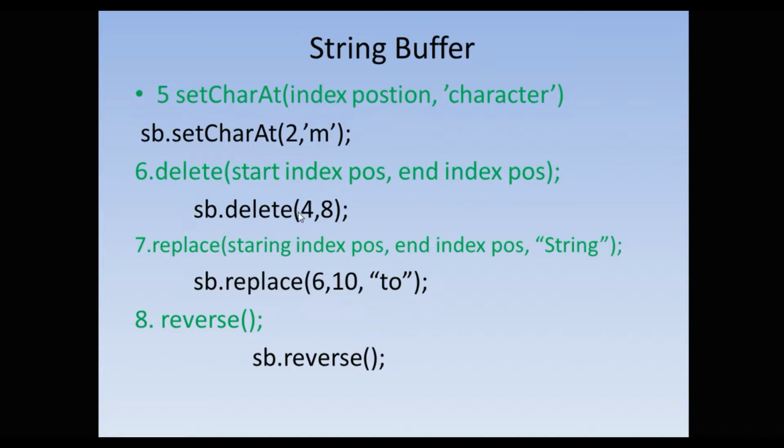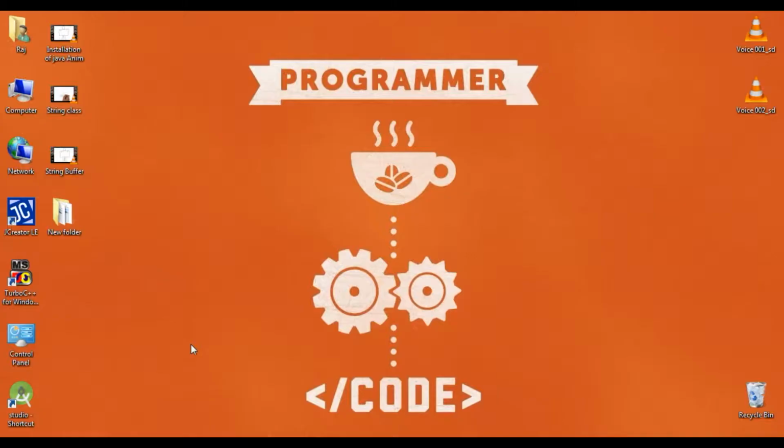SB delete 4, 8. Replace is also a StringBuffer function, which automatically replaces the content with the new string according to the index positions, here from starting 6 to end 10. Reverse will reverse the sequence of characters in the already existing string buffer. So let's start practically now.